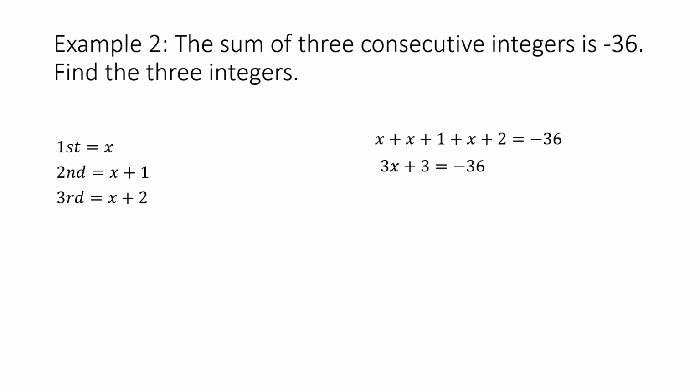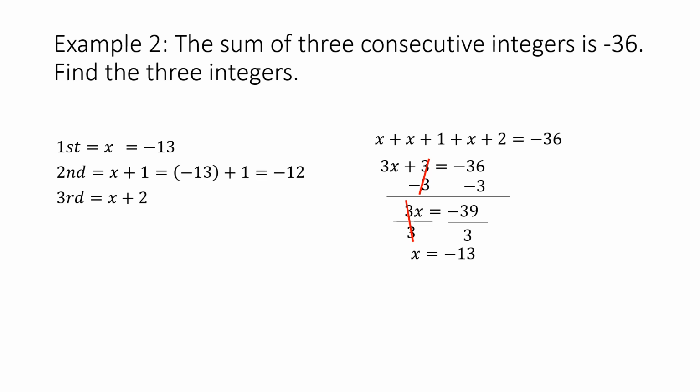Next, I'm going to subtract 3 on both sides of the equation, and then I have 3x equal to negative 39. My last step in solving this equation is to divide by 3 on both sides, and then I'm given x is equal to negative 13. That means my first integer is going to be negative 13. Then I'm going to take that negative 13 and substitute it in for my second integer where the x is.